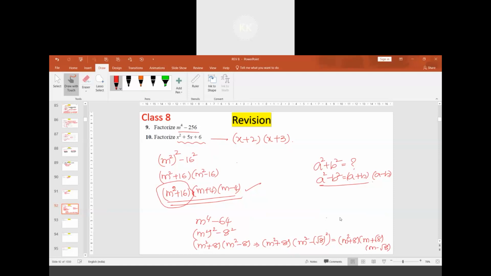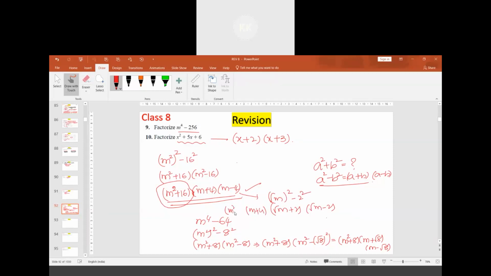Sir, then I can write root of m whole square minus root of 8 whole square. Here you want to write root of m whole square minus 2 square. So root m plus 2 into root m minus 2. Sir, like this we can go on multiplying infinitely many times, no, sir.